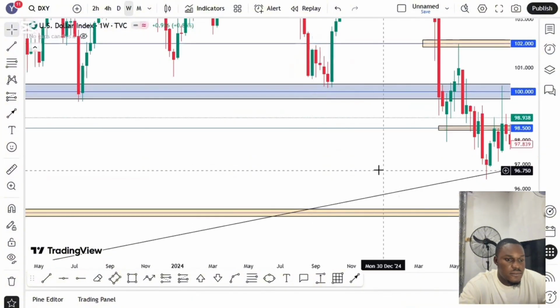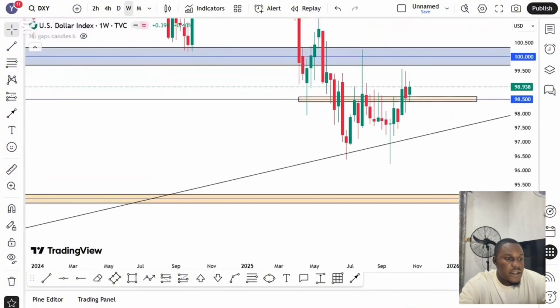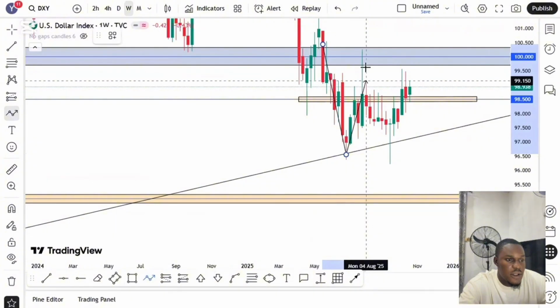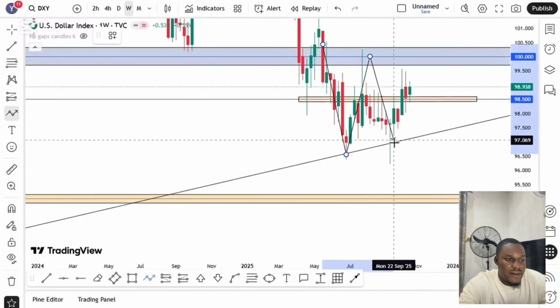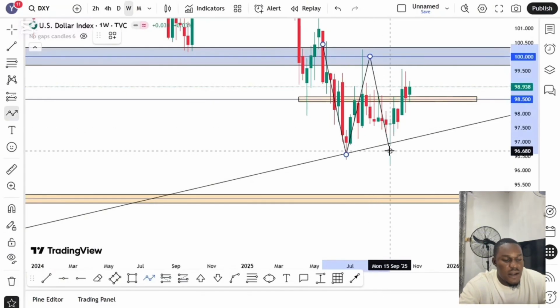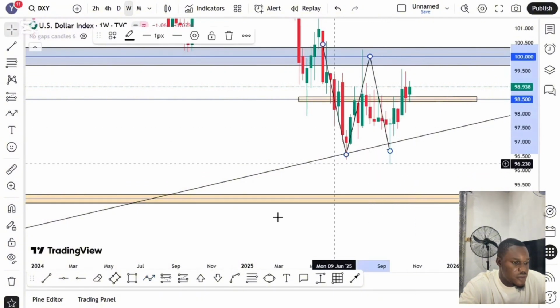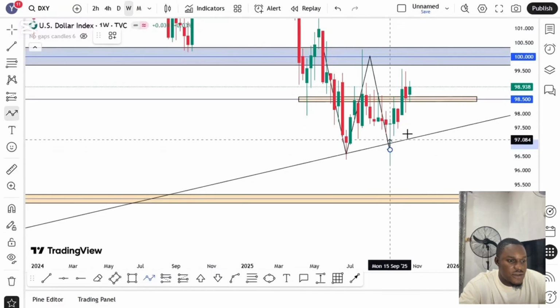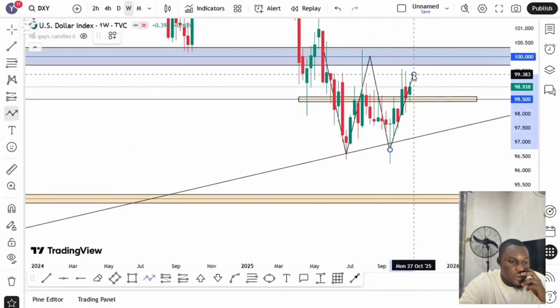If you check very closely, the market is currently creating what we call the double bottom. This is the first bottom. We went up to come and test this key level. This key level is very powerful. Then we dropped again to create a double bottom around this trend line region, which means the market is finding it difficult to break this trend line to the downside.